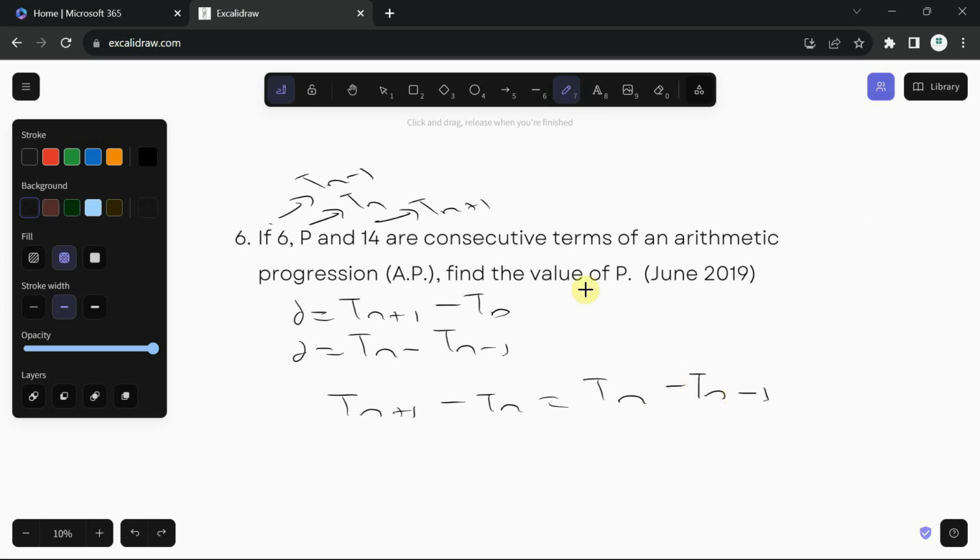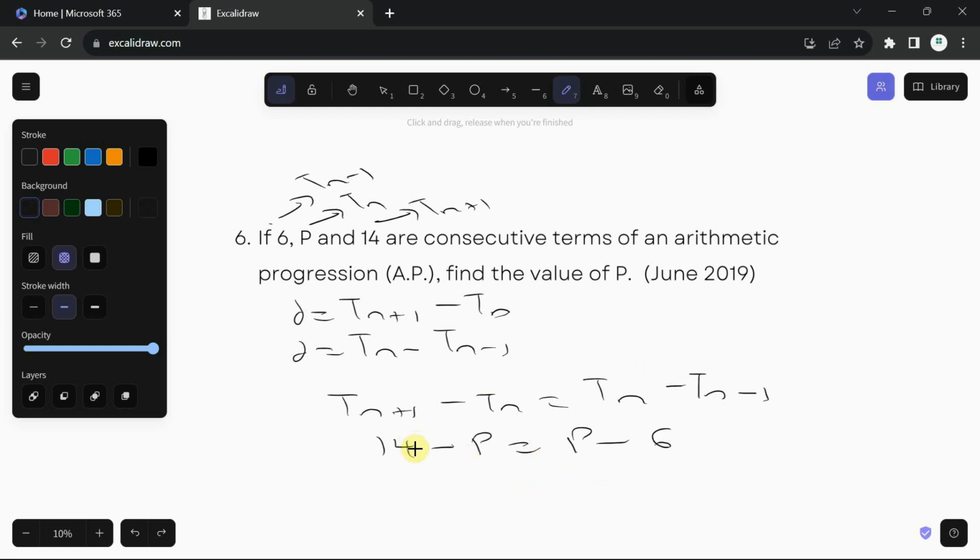So what did I just do? If this is equal to d and this also equals d, that means these two must be equal. That's why I said this is equal to this other one. So let's substitute. Our Tn plus 1 is 14, so 14 minus our Tn, which is p, is equal to our Tn, which is p, minus our Tn minus 1, which is 6. So let me collect like terms.